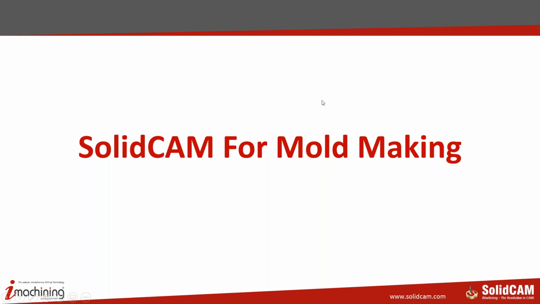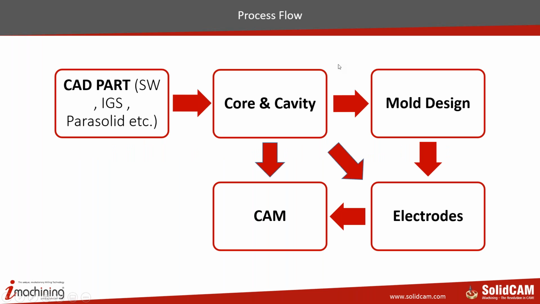So if I go ahead with my presentation, today the process flow is pretty much what you see on the screen. You have got a CAD part. It could be a SolidWorks CAD part. It could be an IGS. It could be a Parasolid. It could be a STEP. So you have that part file, and from the part file, you go and create the core and cavity separation. And sliders also, if they are there in the part, we also separate the sliders.